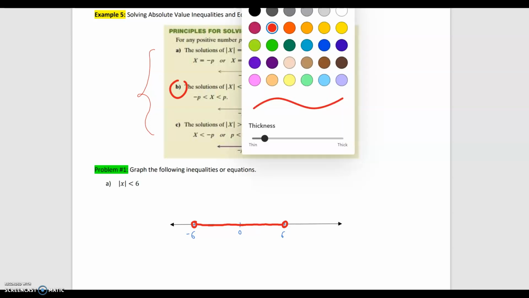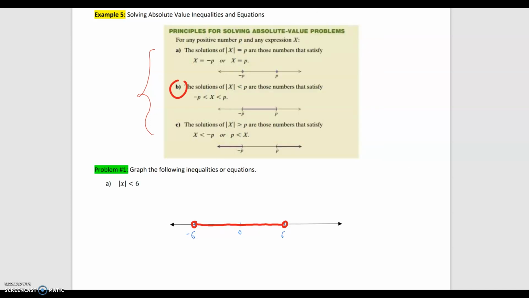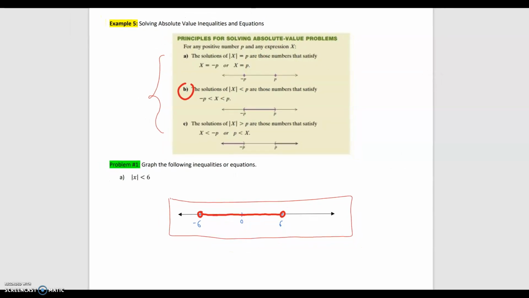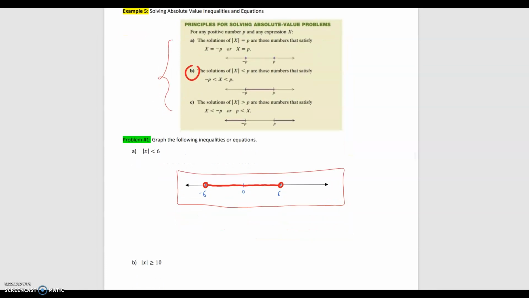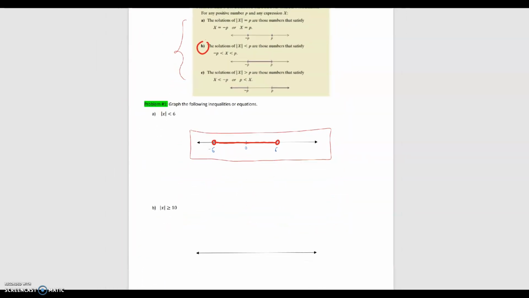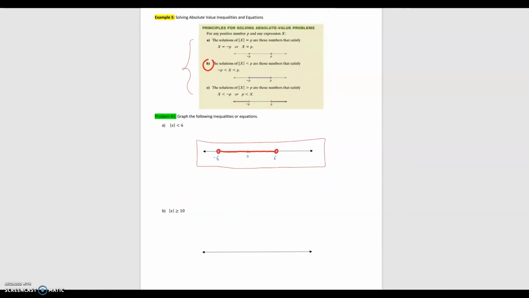All they want is the graph. So that's it for problem A. We're looking at an absolute value, or all distances that are less than 6. Remember that on distances, you're measuring from 0 to less than 6 and 0 to less than negative 6. Let's take a look at problem B.